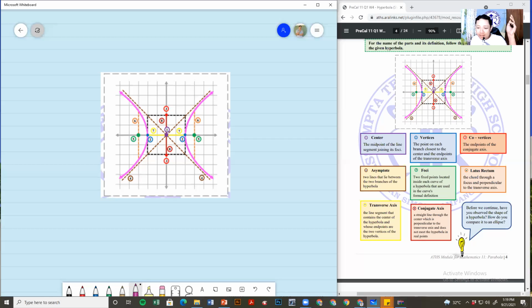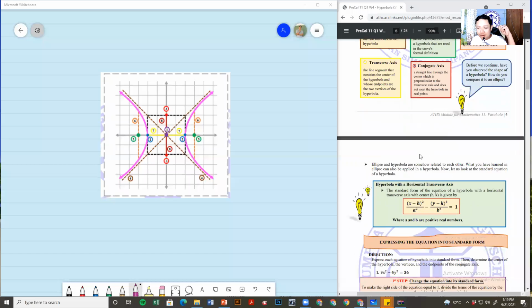By the way, before we continue, do you have any question or concern regarding the parts of the hyperbola? Are they all clear? Kindly show your reaction in our reactions bar. Let me see if all the parts are clear to you. Okay, good. Thank you so much.